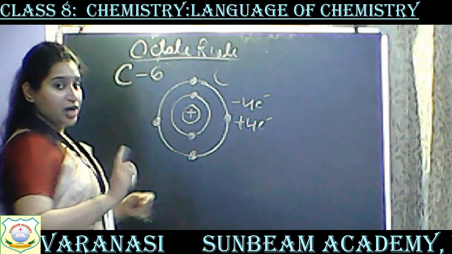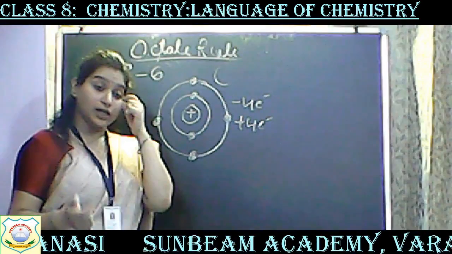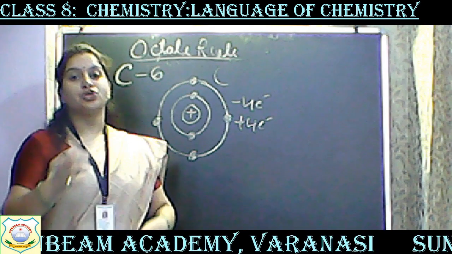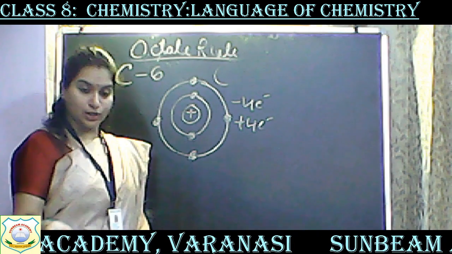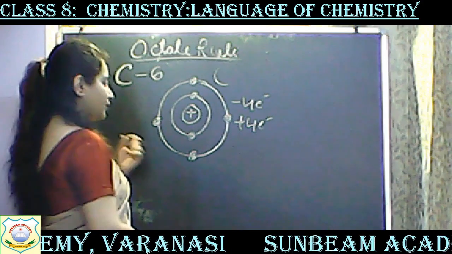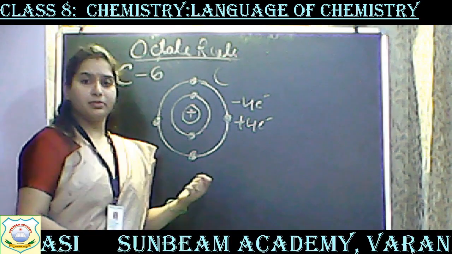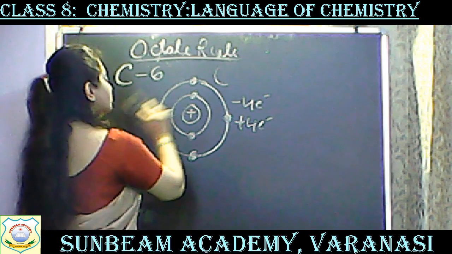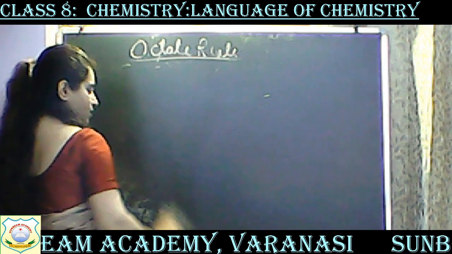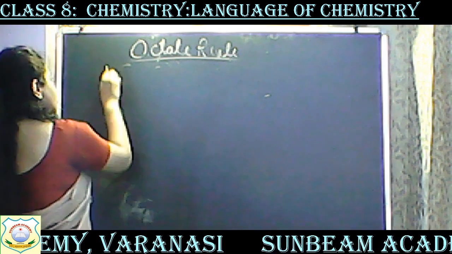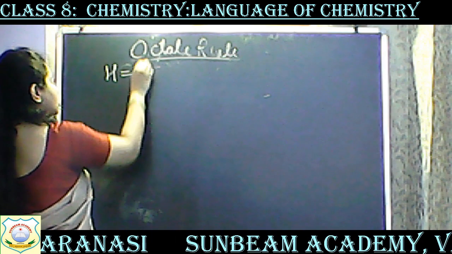So by sharing of electrons only, the 2 or more atoms combine together to form a compound or a molecule. Okay, so we'll take the example of carbon. First let's see the simplest element, that is hydrogen, and how sharing is done in that case. So let's take the example of hydrogen. So we know the atomic number of hydrogen is 1.